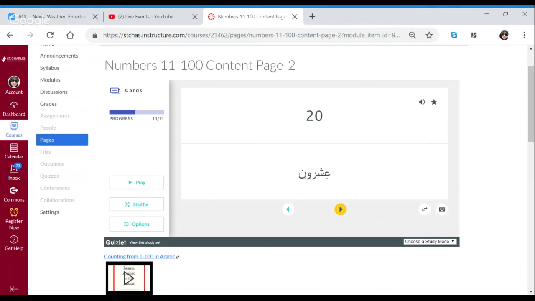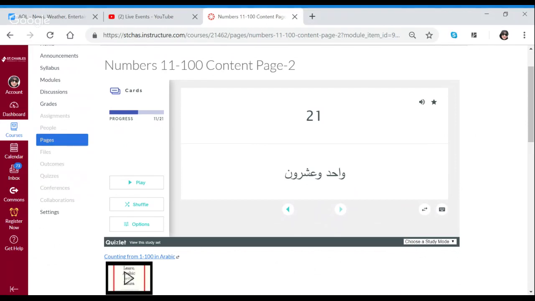Ishrun means 20. To say 21, we're going to put the number 1 with wa. Wa means and, then the word Ishrun. So it becomes Wahid wa Ishrun. So you're literally saying 1 and 20. Okay, Wahid wa Ishrun.